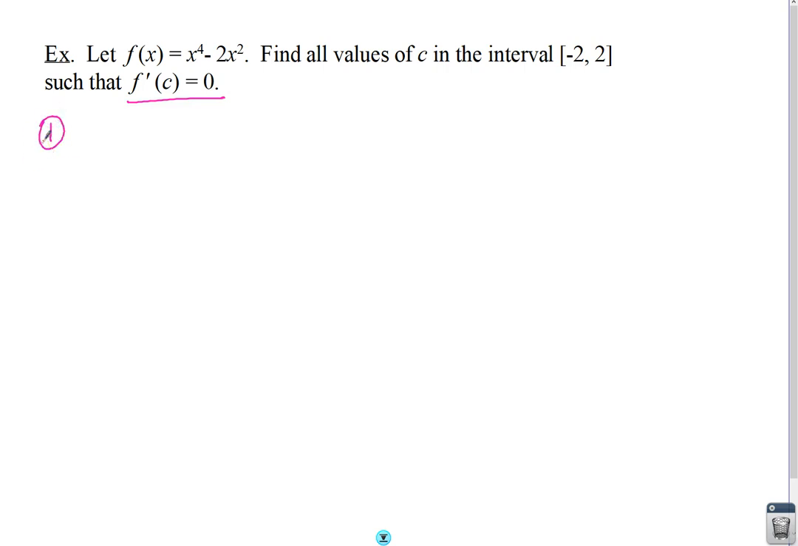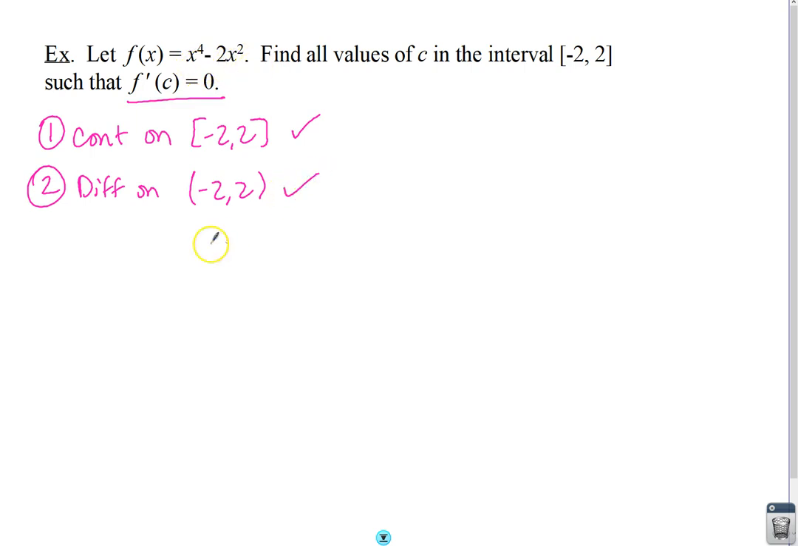So step 1, is this continuous on -2 to 2? This is a polynomial function to the 4th power. All polynomials are always continuous, so we're good there. Step 2, is this differentiable on -2 to 2? Well, the derivative of a quartic function is a cubic function, and that's another polynomial, so yep, good to go there. Step 3, is f of -2 equal to f of 2?